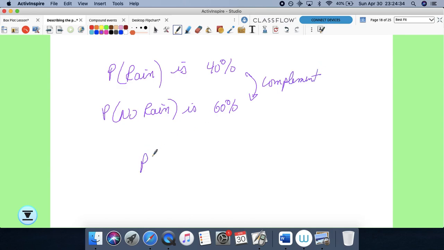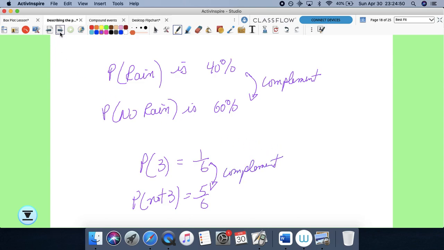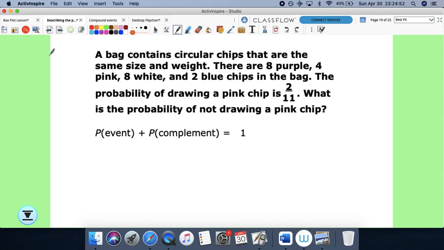The probability of getting a 3 on the cube is 1 out of 6. The probability of getting not a 3 on the cube is 5 over 6. So again, these are complements. I think that's easier for you to understand.